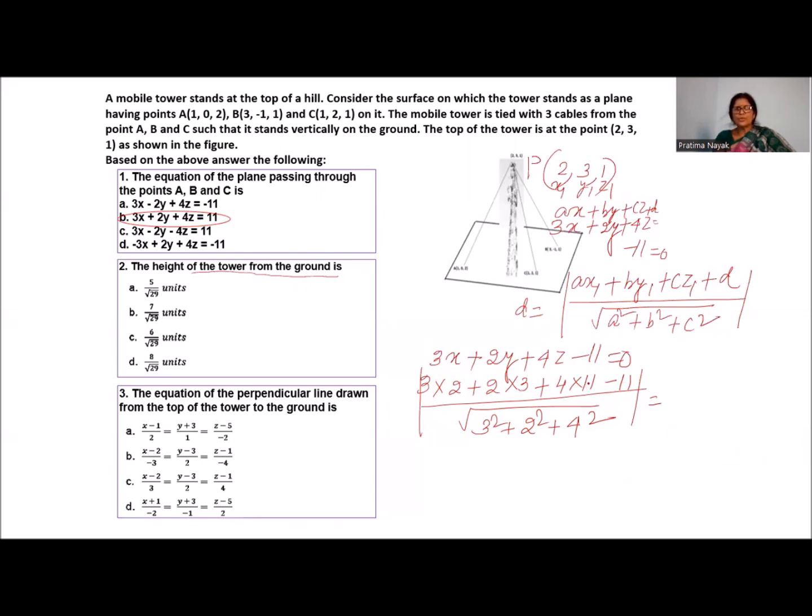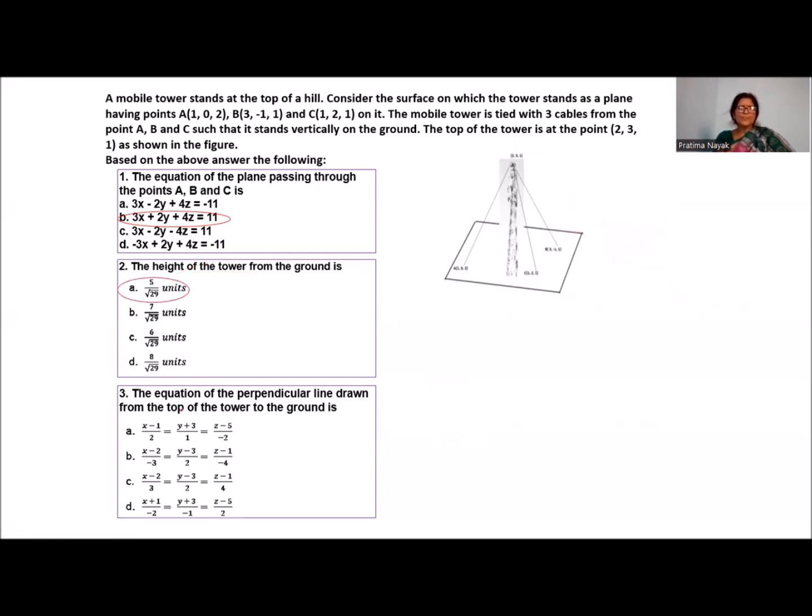This is 4 into 1, not 4 into 11. This is 4 into 1. Then the answer will be almost 6 plus 6, 12 plus 4, 16 minus 5. So it will be 5 over 1 and it will be 9 plus 4, 13 plus 16, under root 29. So 5 upon root 29, that means A is the answer of part 2.